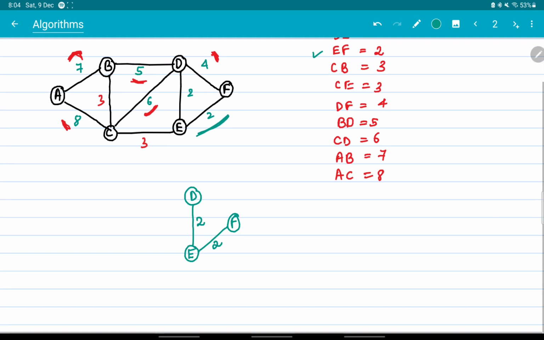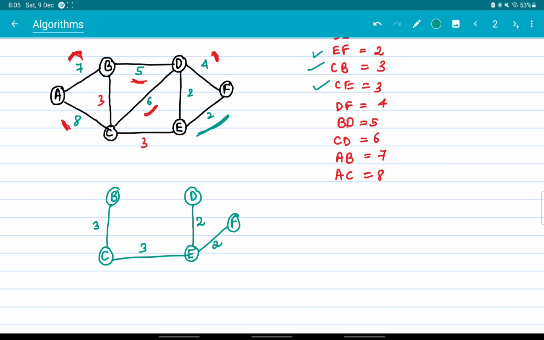Next edge is CB. CB is like this. C and B with the value 3. Okay, CB is done. Now the next edge is CE, and the value was 3. So CE is also done. Next edge is DF.